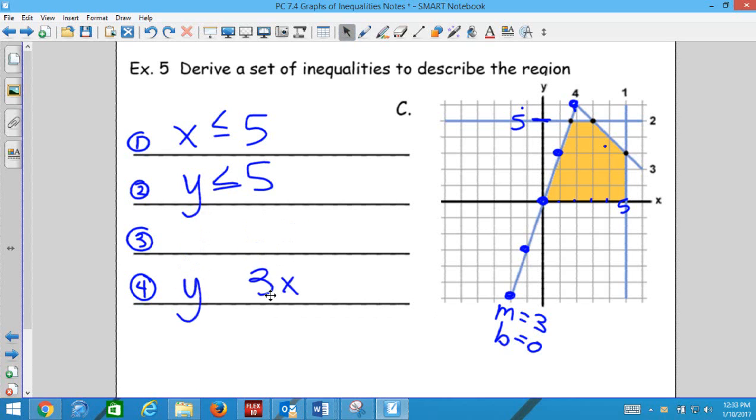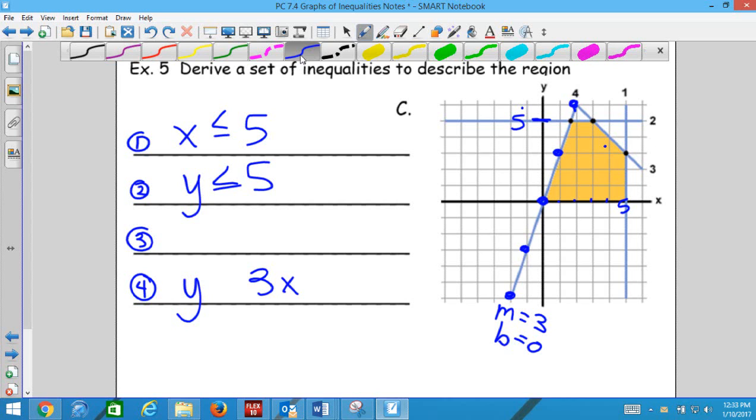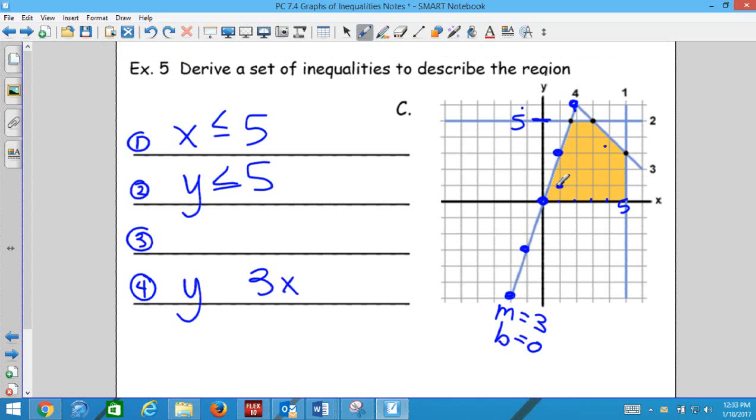Then I have to figure out the shading. It actually passes through 0, 0, so I can't use 0, 0 as a reference point. But I can use 1, 1. If I put 1, 1 in here, what makes it true? And it's equal to, right? And also, it is shaded below the line.